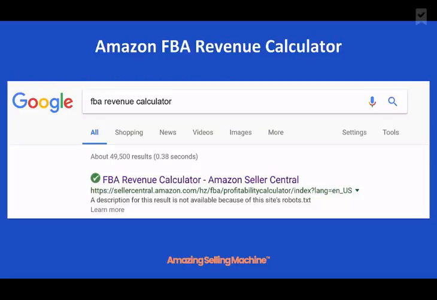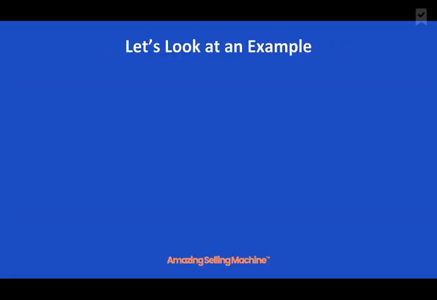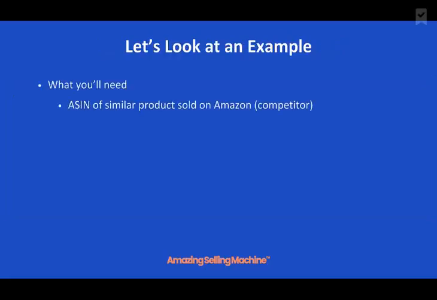The easiest way to find the tool is just to Google it using FBA Revenue Calculator. It's a lot simpler than trying to type out that very long URL that comes up. So you can Google that and then pull it up. Now, before we do that, I'll need to tell you exactly what we'll need to use the tool. The first you need is the ASIN, or the unique identifier of a product sold on Amazon.